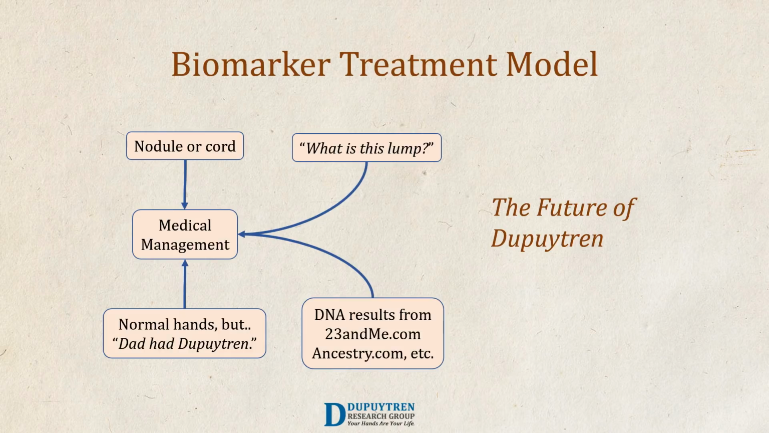The future of Dupuytren is going to be different than it is now, and here's a possible scenario. Someone may notice a nodule or a cord, or want to have a definitive answer on what the lump is in their palm, or they may have a family history of Dupuytren disease, or they may get suggestive data from a retail DNA genotyping service such as Ancestry.com or 23andMe. All of those things would drive someone to see their rheumatologist, their medical doctor, who would perform the initial evaluation.